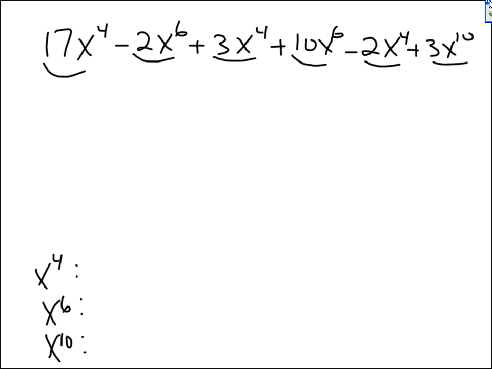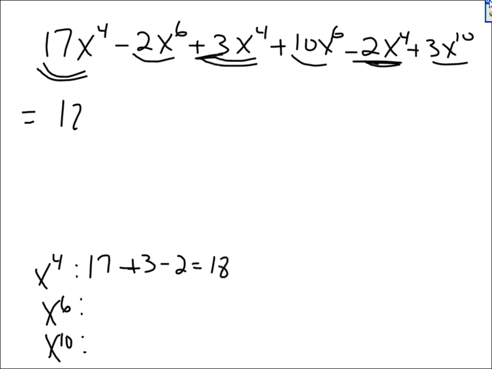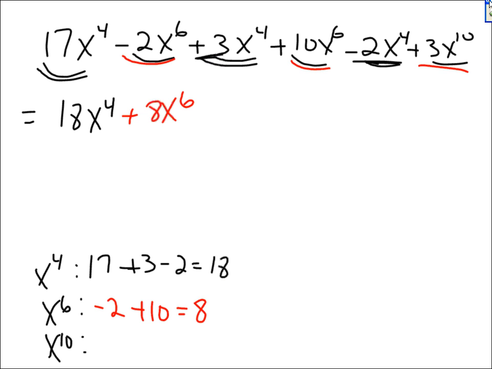We just combine the numbers in front of the like terms, like x to the 4th. We have 17, and we are adding 3, and then we are taking away 2. That gives us 18. 17 plus 3 is 20, minus 2 is 18. So it's 18x to the 4th. For x to the 6th, we have negative 2, and we're adding 10, which is 8. So plus 8x to the 6th. For x to the 10th, we just have plus 3. So plus 3x to the 10th.